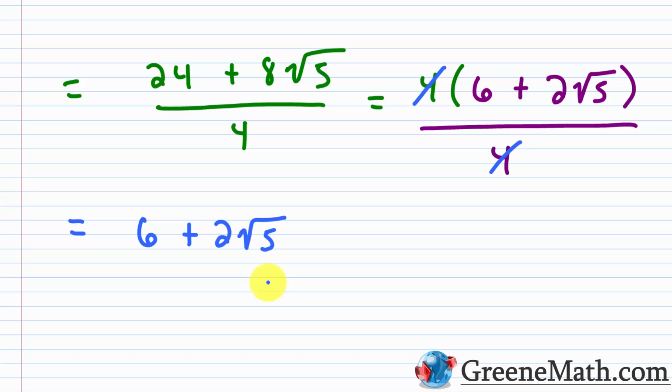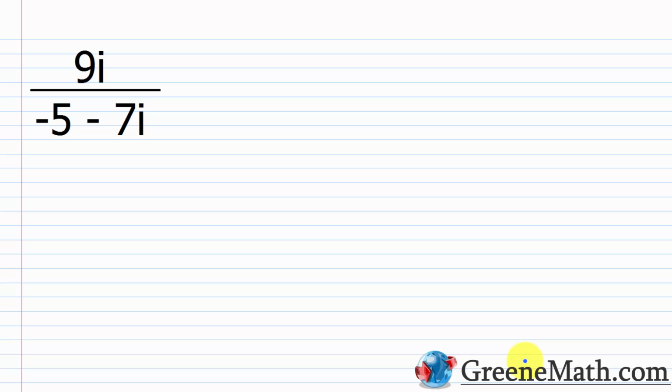Now, we're going to use the same thought process for this example here. So we have 9i over negative 5 minus 7i. I want to get rid of this guy right here because it represents a radical, the square root of negative 1, in the denominator, okay? So what I'm going to do is multiply the numerator and denominator by the complex conjugate. It's the same concept.